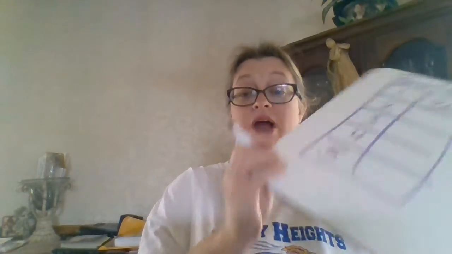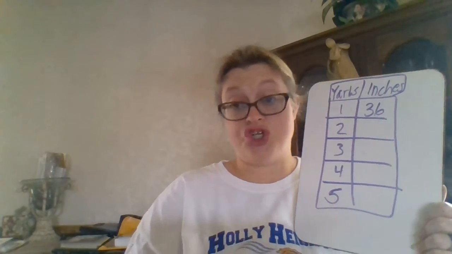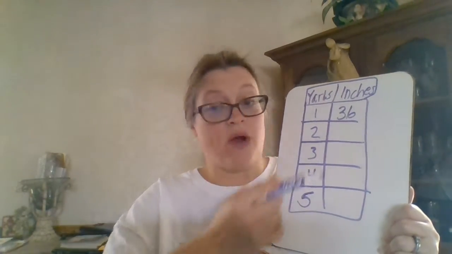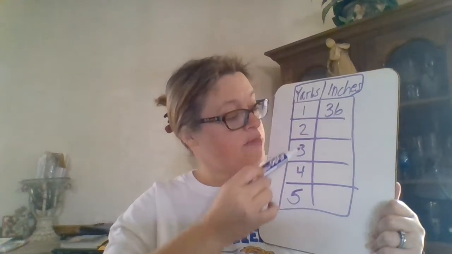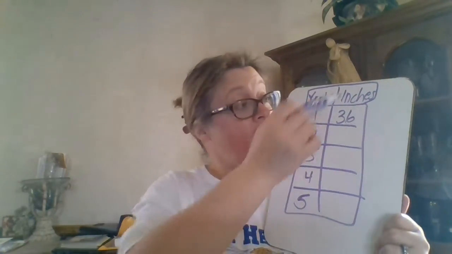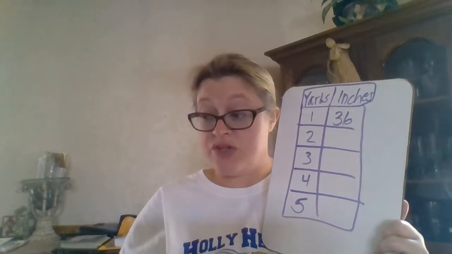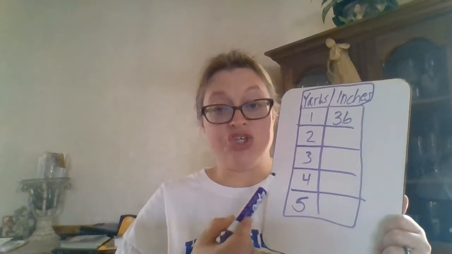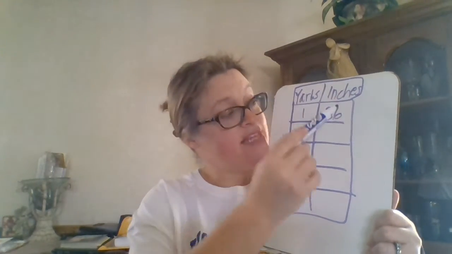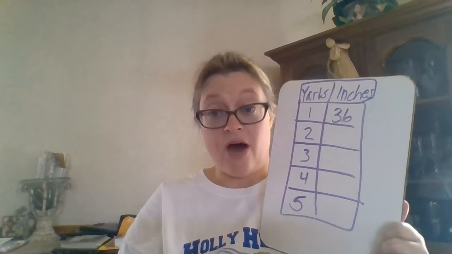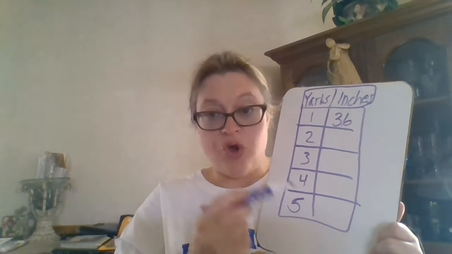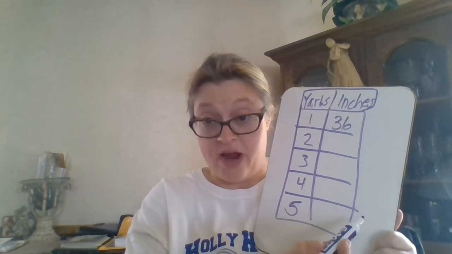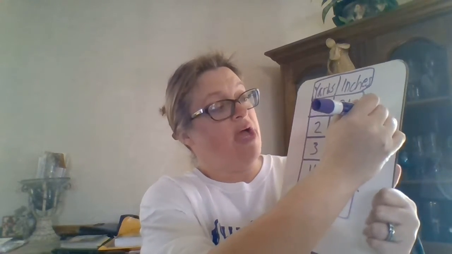So they gave you a little graphic source there, a little table or a chart, okay? And it shows you right here that this column is talking about yards and this column is talking about inches. So just from looking at this chart, you should be able to tell that it takes 36 inches to make 1 yard. So now to fill in the rest of the table, if we have 2 yards of fabric, then we have 36 and another 36, right? So we could go ahead and figure that out.